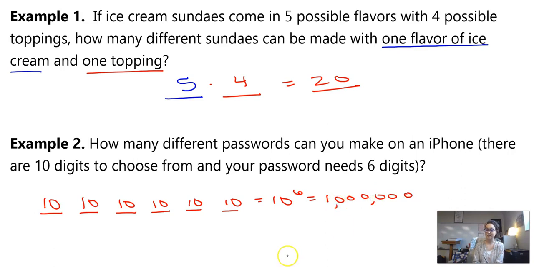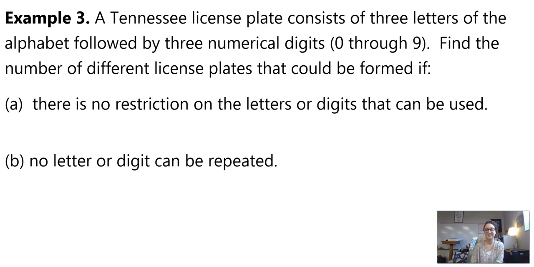So how many different combinations? 1,000,000. And force pause on the screen, go ahead and read example 3. Hit continue when you're ready to work it together.